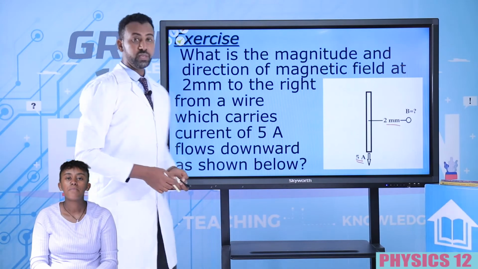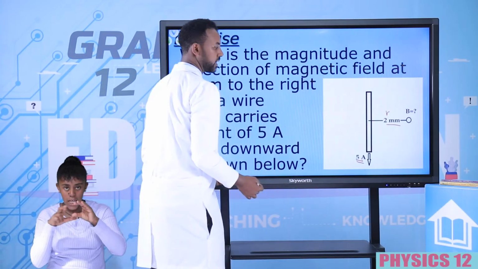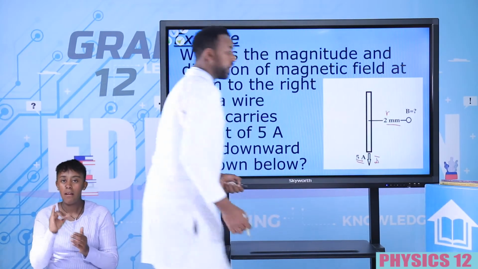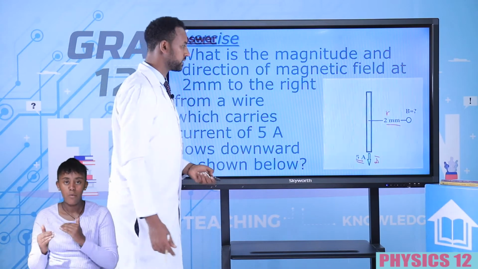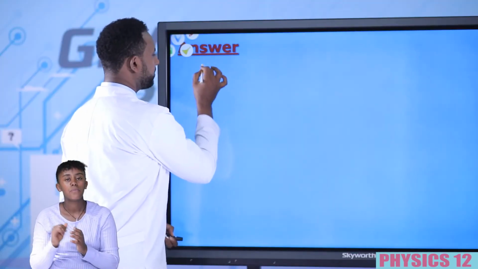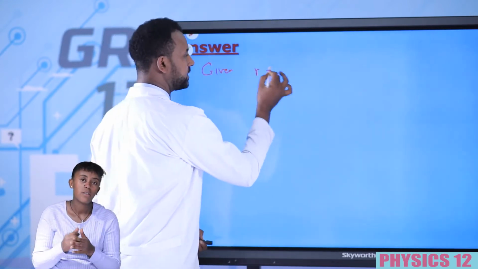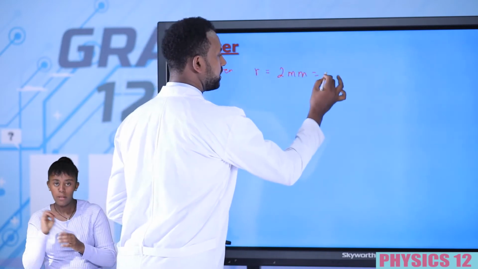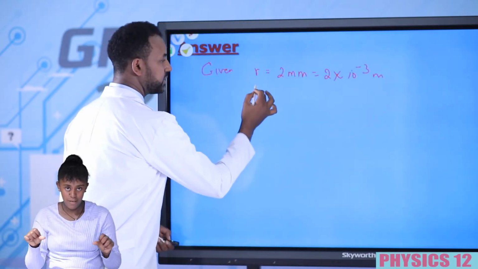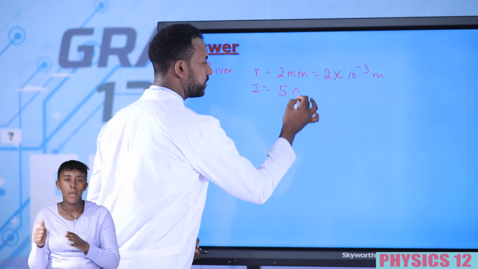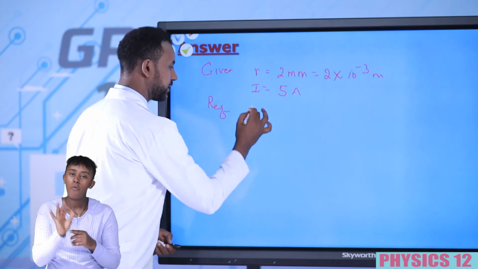Well, to determine the answer, you already have the distance r, and here you have the current I. We are asked to find the magnetic field at a distance of 2 millimeters to the right side of the current carrying conductor. So the given variables are, first, the distance r is 2 millimeters, which means 2 times milli, 10 to the power of -3 meter, and the current is given to be 5 ampere, acting downward. So we are asked to find the magnetic field B.